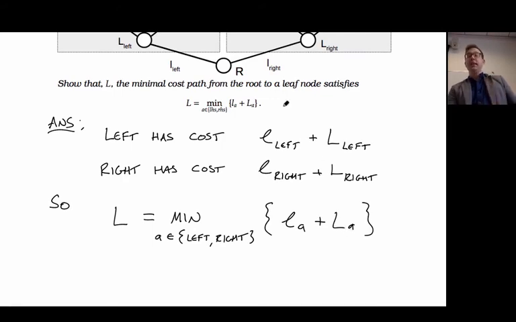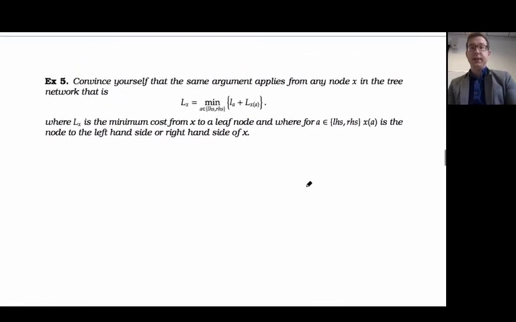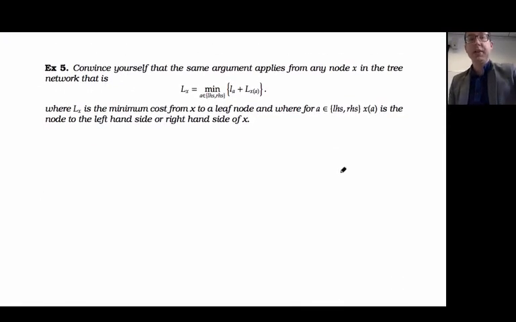Another thing to notice is I didn't need to do this calculation only for the root node. In the next bit, and you can do this in the comfort of your own home, you should convince yourself that the same argument applies for any node, so any circle that I've drawn in the tree network. That is, L of x is the minimum of the cost of the movement plus the cost of the state that I arrive at from that movement. So just to draw a picture of what I mean here.